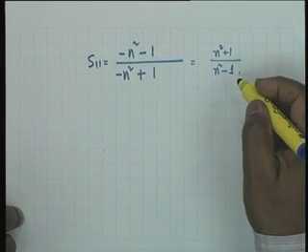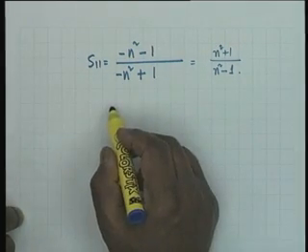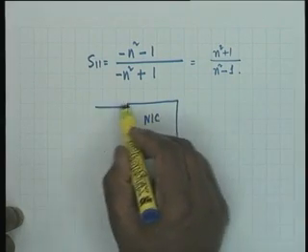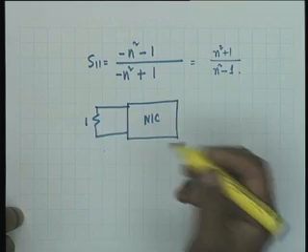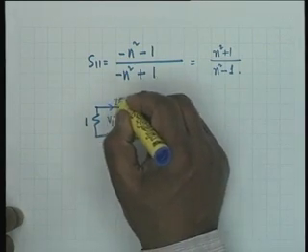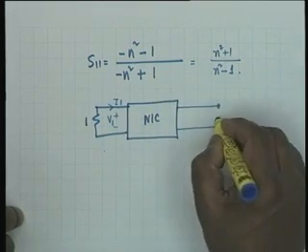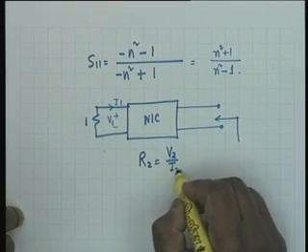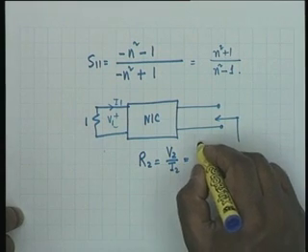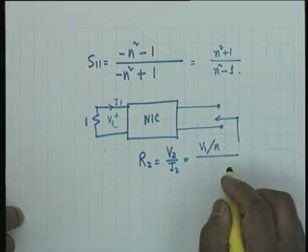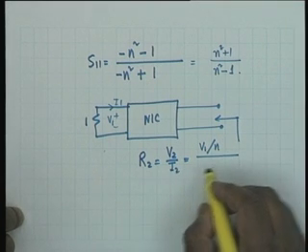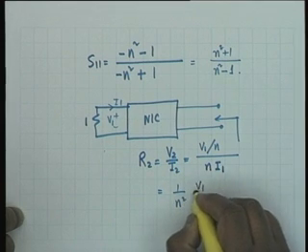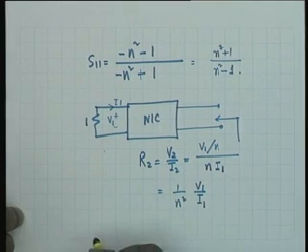For S22 now, my termination will come on the other side. Please be careful. This is 1. This is V1 and this is I1. I have to calculate the impedance here. R2 is equal to V2 by I2, and the definition says V2 shall be V1 by N divided by I2 shall be N times I1. So this is 1 by N squared V1 by I1, and V1 by I1 is minus 1. So this is minus 1 over N squared.